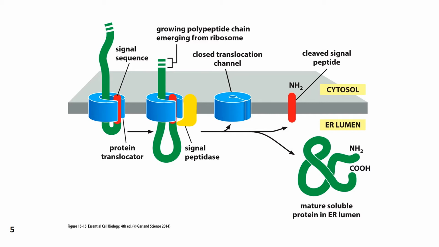At some point during translation or at the end of translation, an enzyme known as signal peptidase will cleave at the end of that hydrophobic amino terminal sequence, leaving the signal peptide embedded in the ER membrane and releasing the soluble protein into the ER lumen.